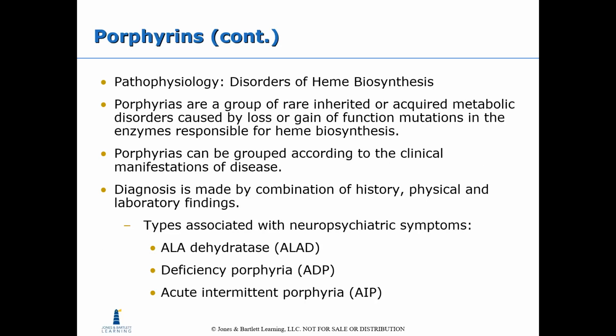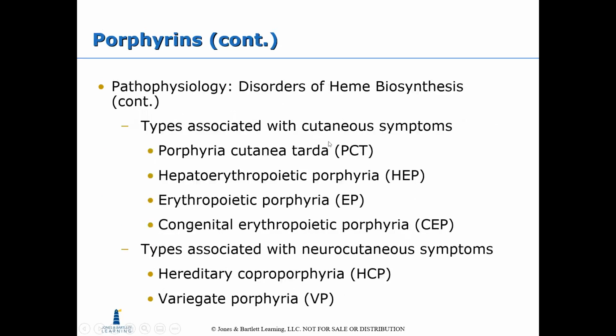The pathophysiology is related to disorders of heme biosynthesis. Porphyrias are a group of rare inherited or acquired metabolic disorders that are caused by loss or gain of function mutations in the enzymes responsible for heme biosynthesis. Porphyrias can be grouped according to the clinical manifestations of the disease. So I'm going to let you read through these slides, but there is a neuropsychiatric version, a cutaneous version, and a neurocutaneous version.